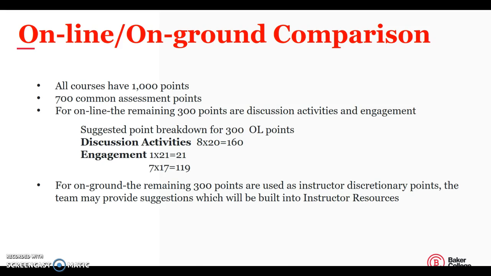Once those 700 common assessment points have been established, there are still 300 points to allocate. For OL, these 300 points are usually comprised of discussion activities and engagement. The suggested point breakdown is as follows. Discussion activities, 8 weeks times 20 points is 160 points, and engagement, 1 week at 21 points is 21, and then 7 weeks at 17 points is 119. Together, that's 300 points. For face-to-face, those 300 points are used as instructor discretionary points.